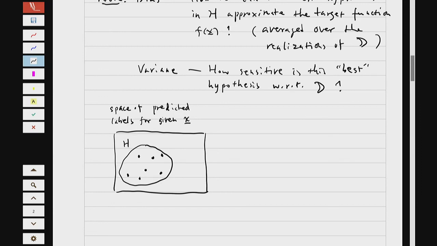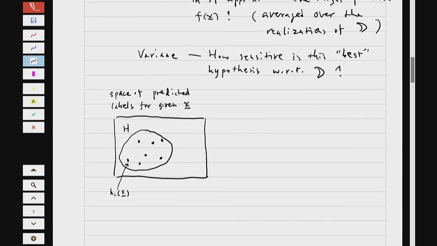Like that, yeah. So say this point might correspond to h1 of x, and this point corresponds to h2 of x. Like that, right? Again, these points are not our training data points. These points are their labels. They are possible labels for the same data point.